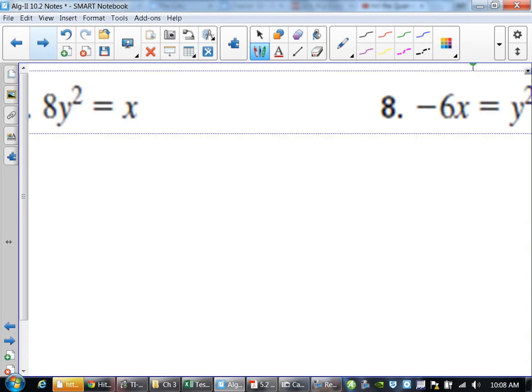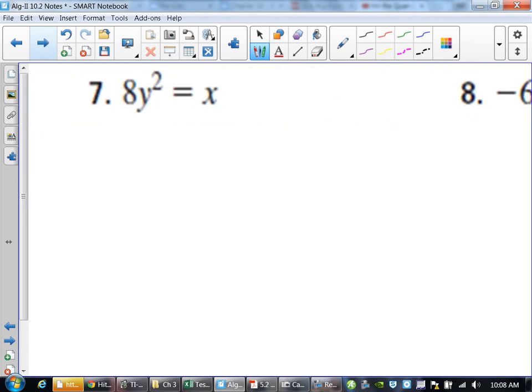Let's do 8y squared equals x. If I do 8y squared equals x, excuse me.